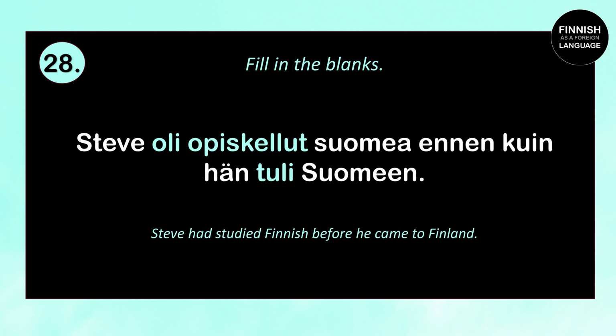So in the first blank we have oli opiskellut, which is the pluperfect, and in the second blank we have tuli, which is the past tense. So the pluperfect is used when an event has happened before another event in the past. So both events happened in the past, but the activity of learning Finnish happened earlier than the event of Steve coming to Finland. Alright, next one.